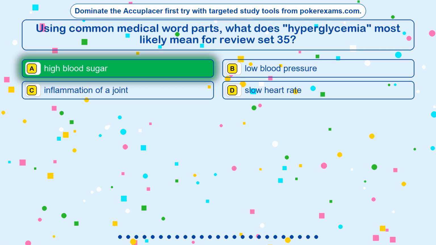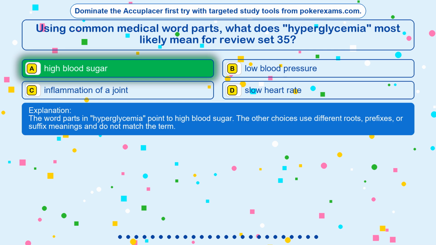The correct answer is option A, high blood sugar. The word parts in hyperglycemia point to high blood sugar. The other choices use different roots, prefixes, or suffix meanings and do not match the term.